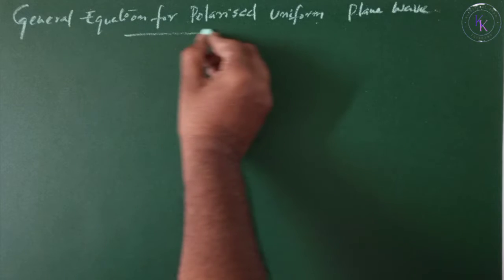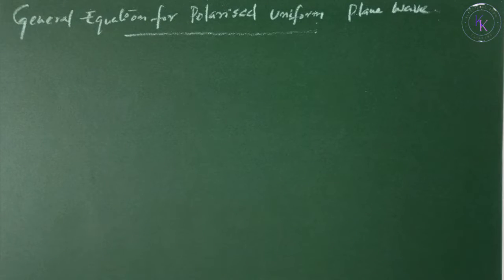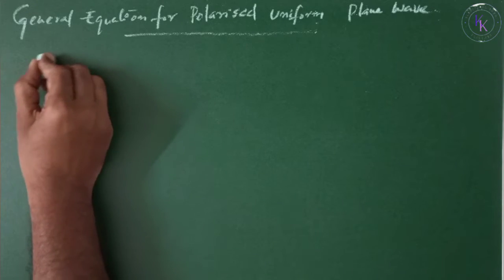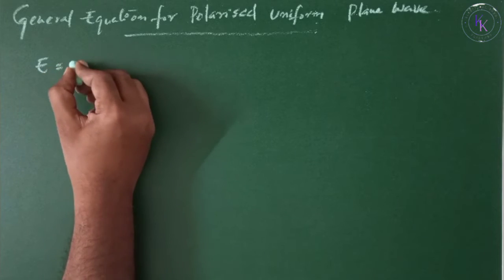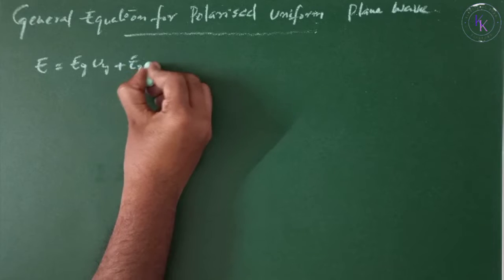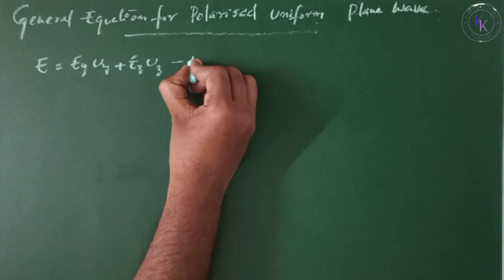General equation for polarized uniform plane wave. Let a uniform plane wave be traveling in the x direction. Let electric field intensity E equal two components, that is Ey uy plus Ez uz. Let this be equation 1.